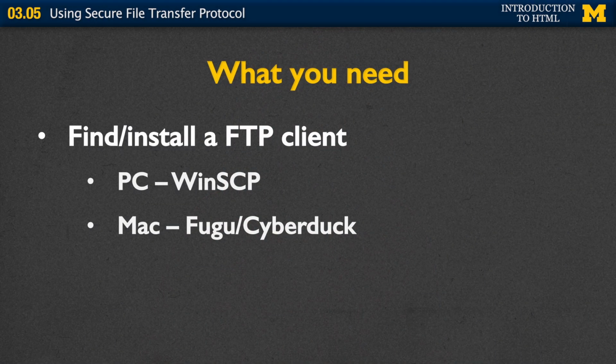So let's say that you're ready to go ahead and do secure file transfer. There's a few things that you're going to need. The first is you're going to need what we call an FTP client. What this is, is software that you will use to connect between the different machines. If you're using a PC, a common software program is WinSCP. If you're using a Mac, many people use Fugu or CyberDuck. No matter which one of these three programs you want to use, they're all free for download.